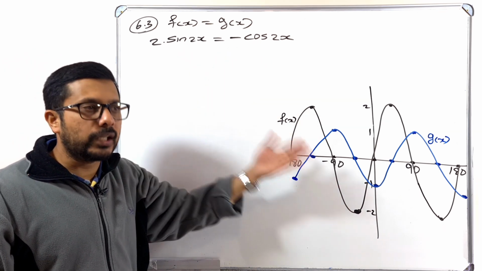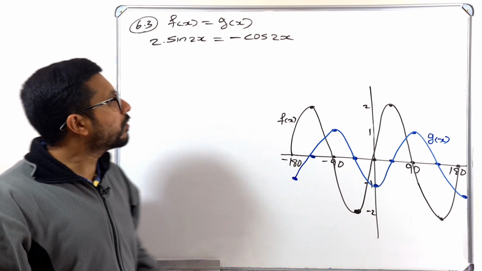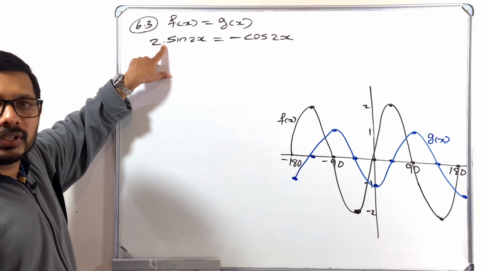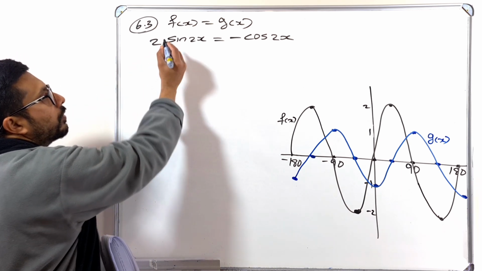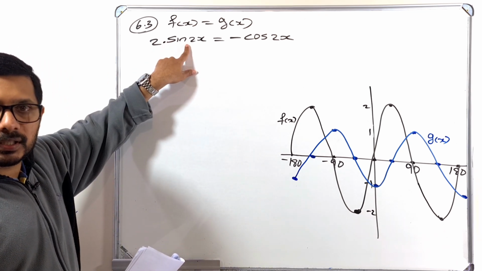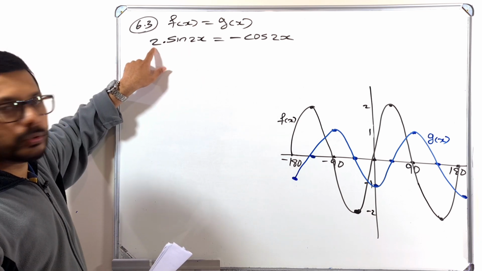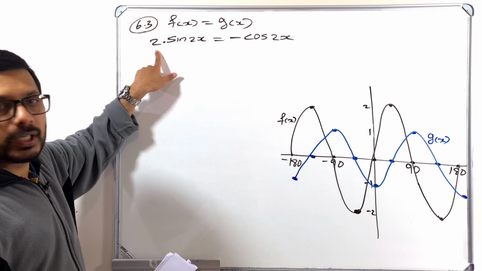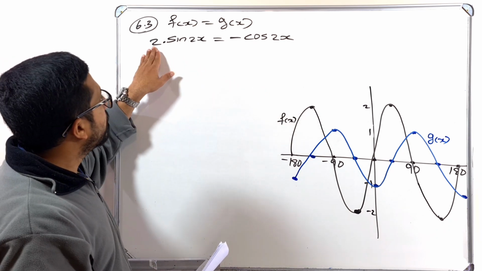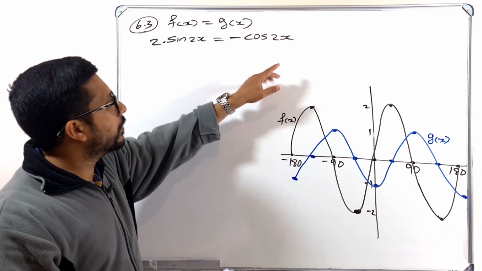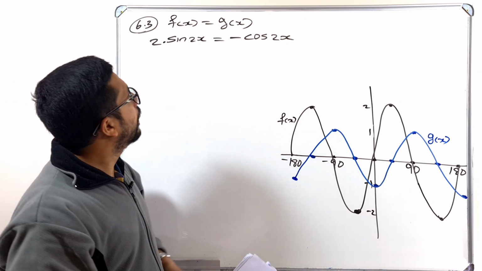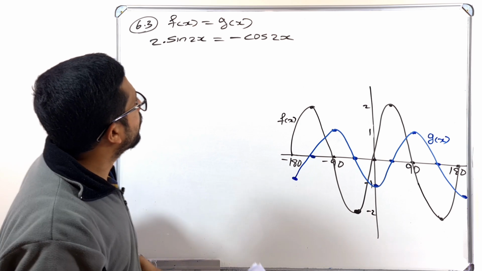Anyway, to find the general solution, you have to convert this into a single trigonometric ratio, either sine or cos or tan. How can you convert this into a single trigonometric ratio? Look at this dot. Dot stands for multiplication, am I right? So this 2 is multiplied with the sine 2x. If I want to take this 2 to the other side, here it is multiplication, so on the other side it is division. Similarly, if I take this cos 2x to the other side, it is going to be division.